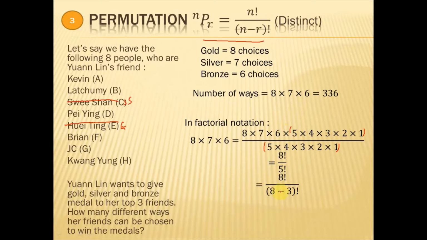Sama juga dengan 8 factorial over 8 minus 3 factorial. Sebab 5 datang daripada 8 minus 3. Okay. 3 ni datang daripada mana? 3 ni sebab kita ada 8 orang. Okay. And then kita nak pilih 3. So, formula adalah 8 factorial over 8 minus 3 factorial. This one is actually the formula for P.